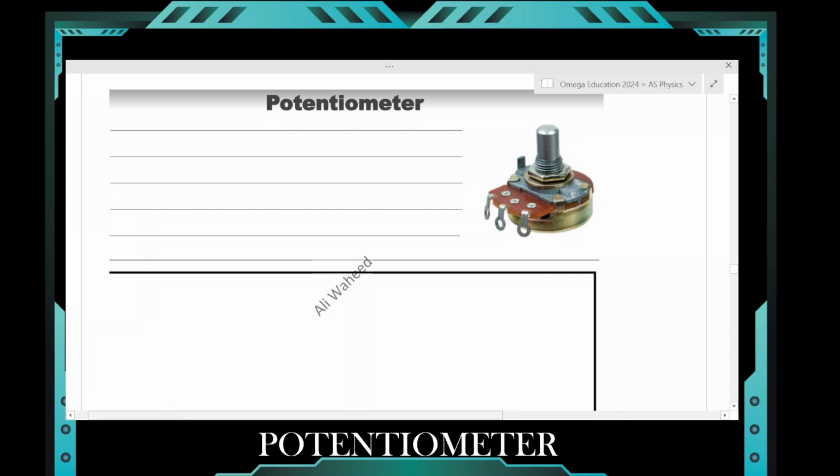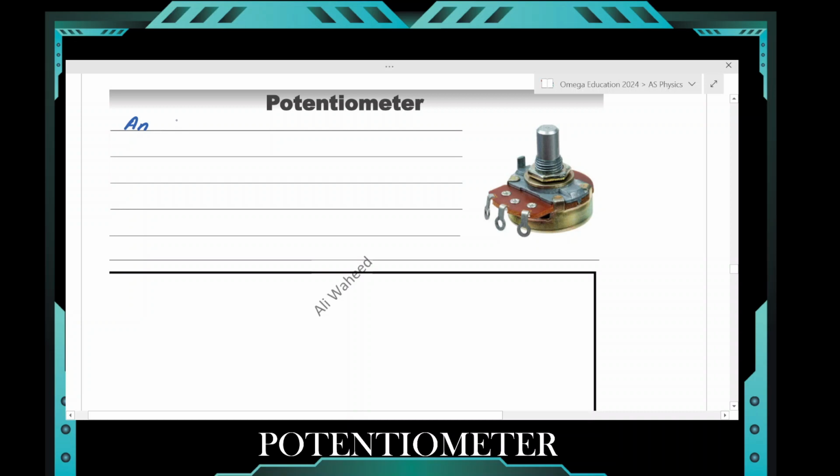Let's start off with the definition. What is a potentiometer in the first place? As you can see from the name itself, it is a meter that measures the potential. It is an electrical device that is used to measure potential, or you can say voltage. And if we are more precise, we can say an electrical device used to measure the EMF of a battery. So primarily it is used to measure the EMF of a battery.